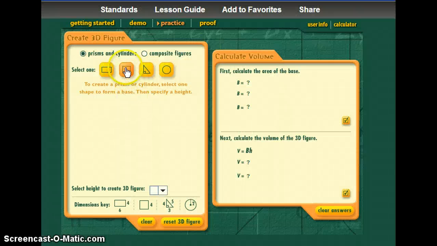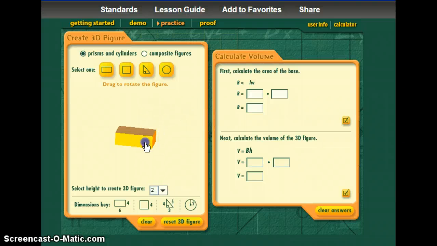With rectangular bases, I'm going to pick the rectangle. I'll go with a height of 2 this time. Again, I have to remember my area: my base is 4 times 6. My length is 6, I'll say 4. So the area of the base, the big B, basically the bottom, is 24. So 24 times 2. Basically it's saying how many times this bottom fits up through itself. It fits up through 2 times, so that's a volume of 48. And I can check to see that it is correct.